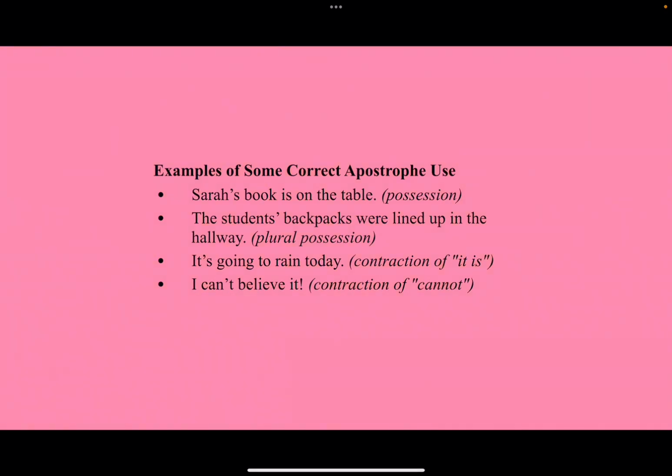Here are some examples of properly used apostrophes. There are other more difficult rules, but these are the basics.